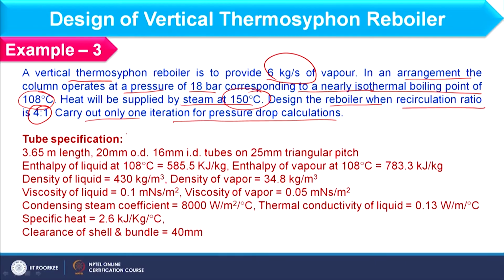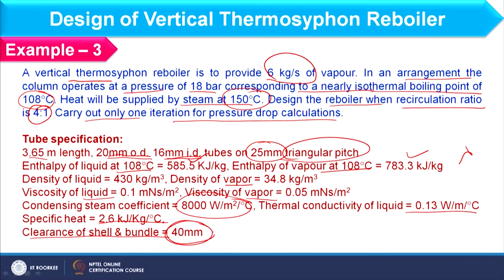Along with this we have some other data, such as tube data. It has 3.65 meter length, 20 mm OD and 16 mm ID, and the tubes are arranged in triangular pitch with 25 mm pitch. And along with that we have other physical properties such as enthalpy of liquid and enthalpy of vapor, so the difference of these will give me the lambda value. Further, we have density of liquid as well as vapor, viscosity of liquid, viscosity of vapor, and condensing steam coefficient. So the shell side coefficient is already given to us, so we do not have to do anything. And further we are given thermal conductivity of the liquid, specific heat, and finally the clearance between shell and bundle as 40 mm.